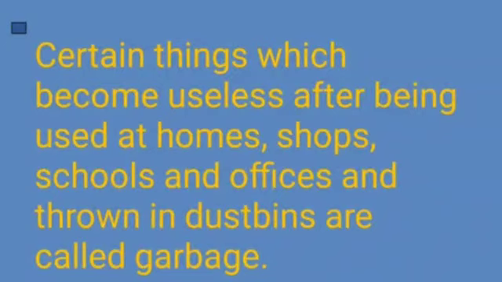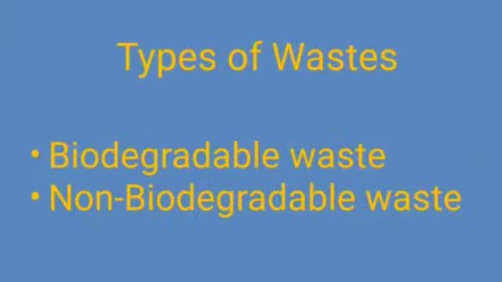Factories and industries create a huge amount of waste, which often causes environmental hazards like air, soil and water pollution. Because of that, air pollution, water pollution and soil pollution are created. So how will you discard it? Now first of all I am telling the types of waste. There are two types of waste in total: first is biodegradable waste and second is non-biodegradable waste.